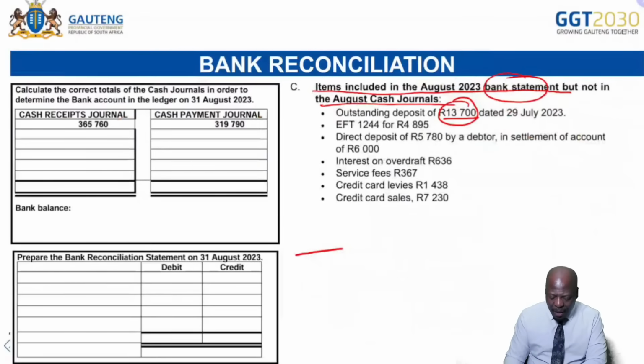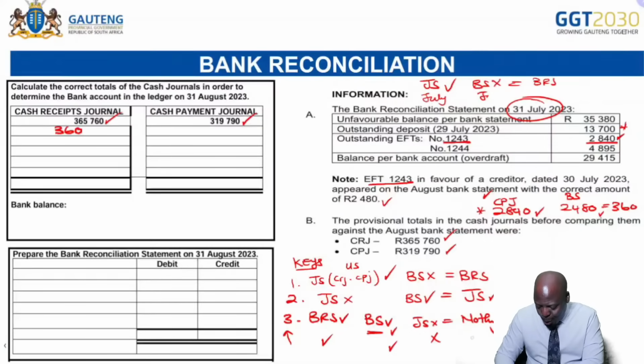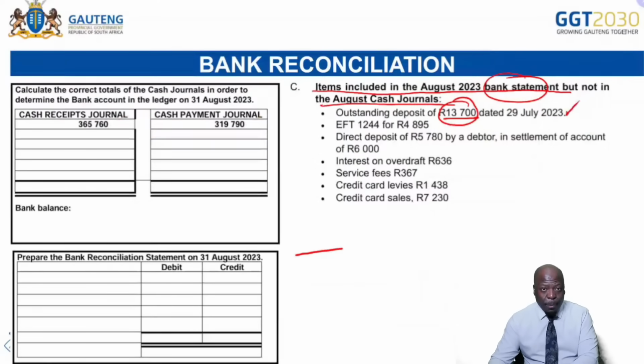What do we do? It means we are coming back to key number 3. When an item that was on the BRS is now on the bank statement, but not in the journals, you do nothing. You simply tick it off, and then you say, I am done with you. The biggest mistake you can make is to record it again in the journals. And the examiner puts it in such a way that you might be misled to record it in the journals.